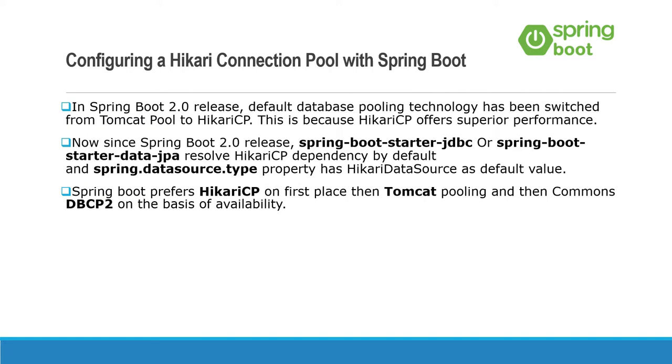Spring Boot basically prefers Hikari connection pool in the first place, then Tomcat pooling, and then Commons DBCP2 on the basis of availability. Of course, Hikari connection pool as well as Tomcat connection pool are the connection pools we use in the production environment, but we do not use Commons DBCP2 for production use. Mostly we use it for testing purposes. That's the thing you have to keep in mind.